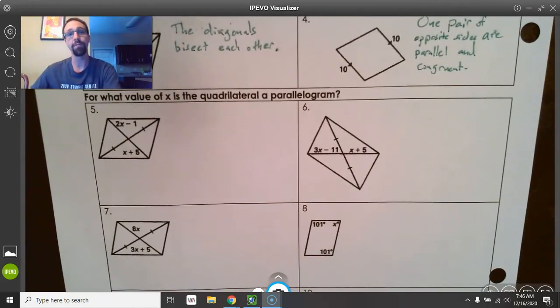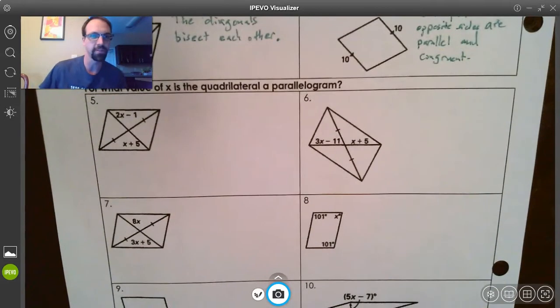Today we're going to be talking about what value of x that we can have for these particular problems to give us a quadrilateral that is instead a parallelogram. So this uses kind of the rules that we talked about in the previous video. What we have is a shape that is a quadrilateral unless we give x a certain value.